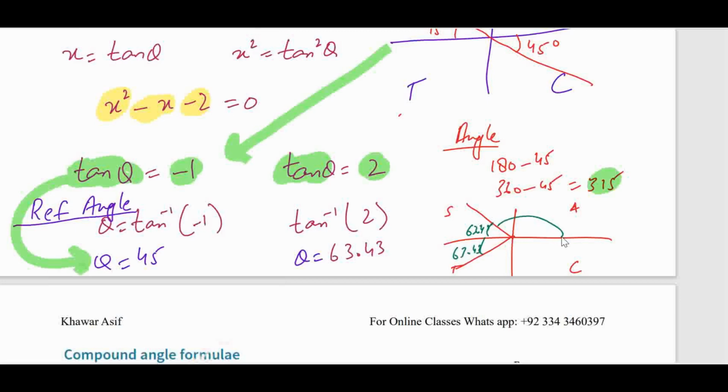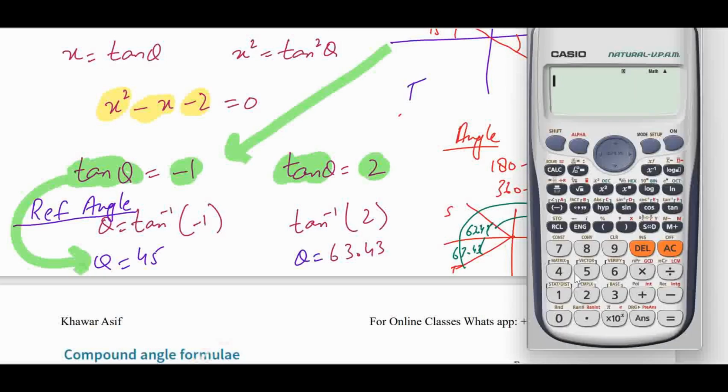Now overall this angle will be equal to 180 minus 63.43, and the other one, this whole angle, will be 180 plus 63.43. So we can see 180 minus 63.43 will be equal to 116.57.